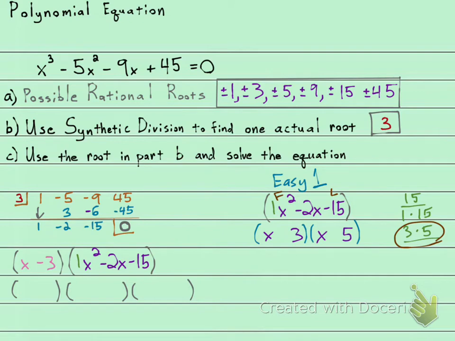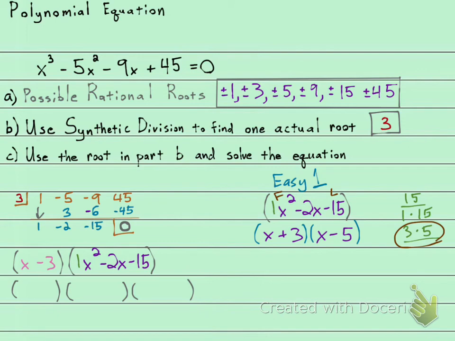Let's check our signs. This minus right here tells me that our signs are opposite. And this minus tells me that my larger one is negative. If you need more help on that, go look up some videos on easy 1 factoring. So here's the minus on the 5 and the plus on the 3. And if you multiply this out, guess what? You will get that.